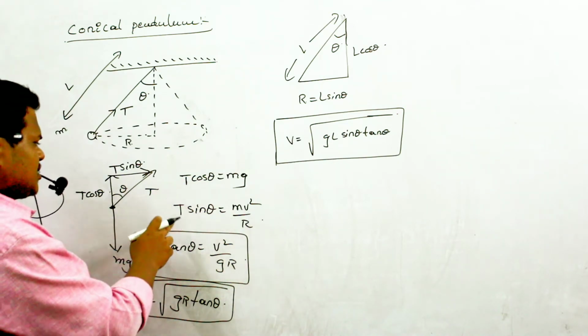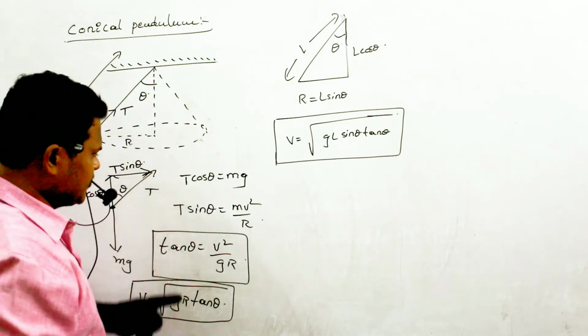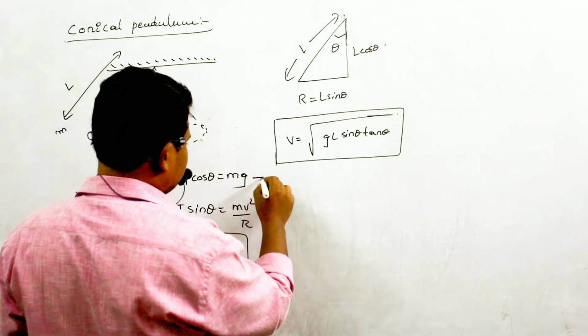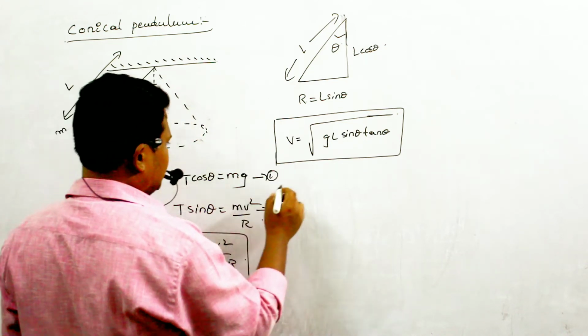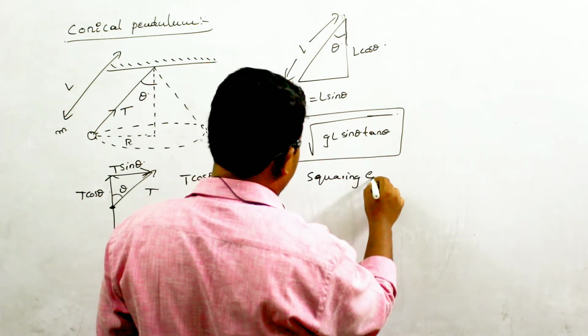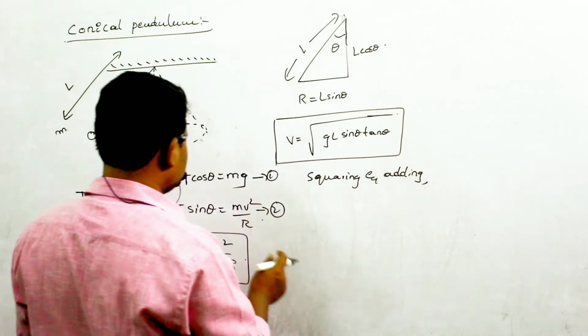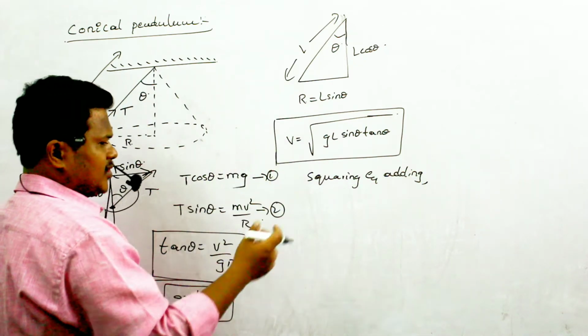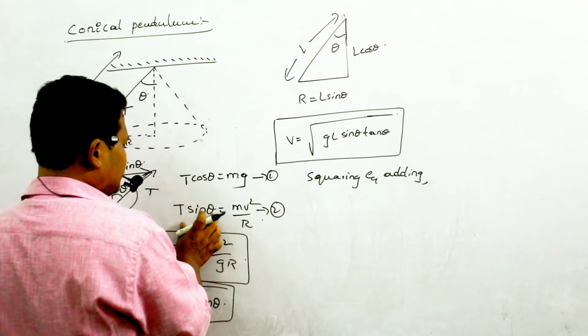Similarly, in the same condition, I can also calculate the tension which has developed in the string. If I consider this one as my equation number 1 and this one as my equation number 2, then I will square and add these two relations. Why am I squaring and adding these two? Because I don't want these angles in the final relation. So therefore, here it is T square cos square theta, T square sin square theta.